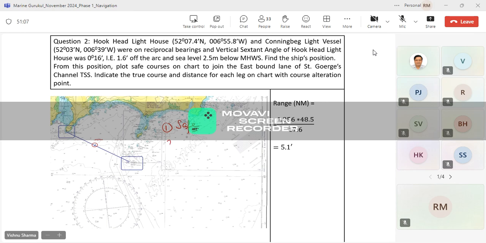Second, you must observe practice of good seamanship in making your plan.